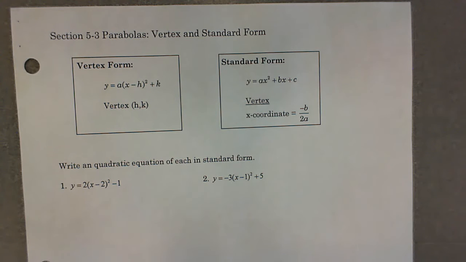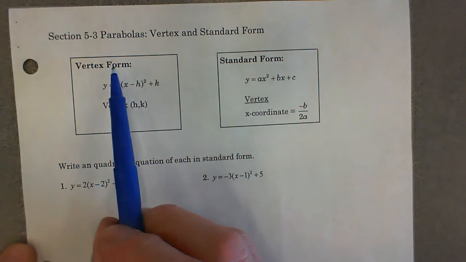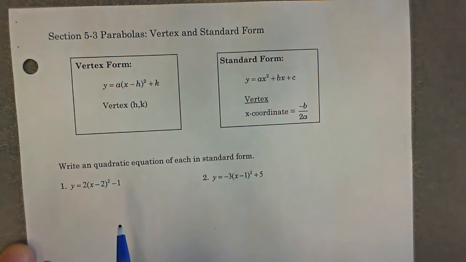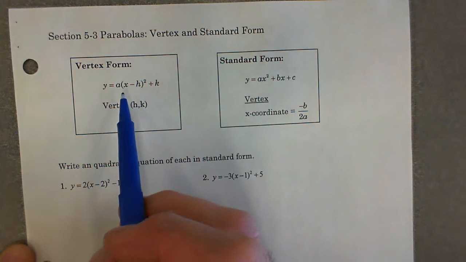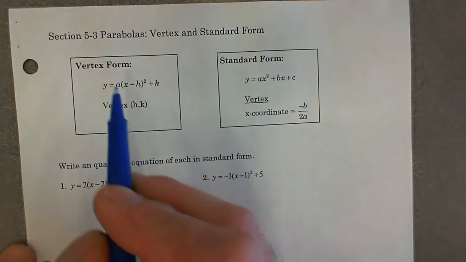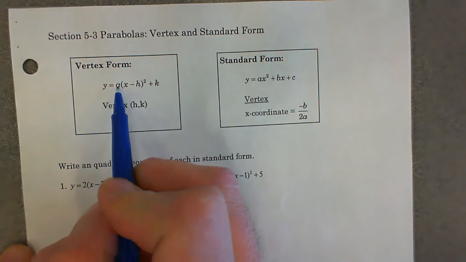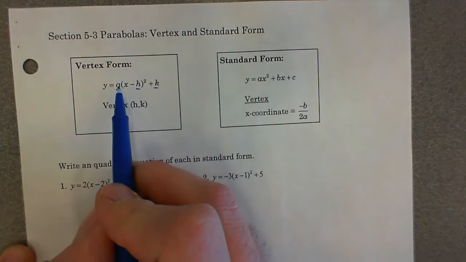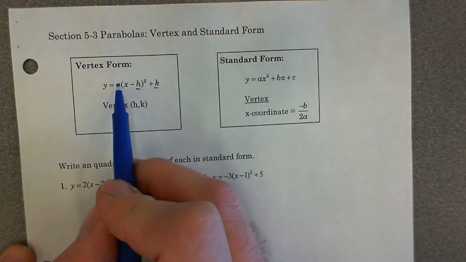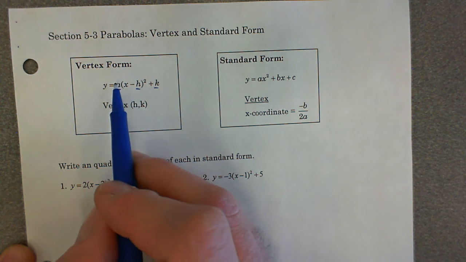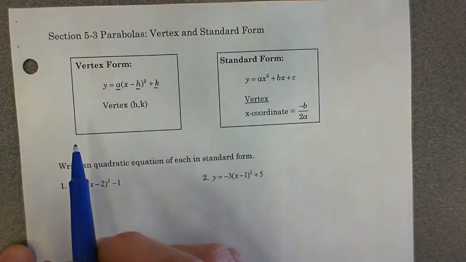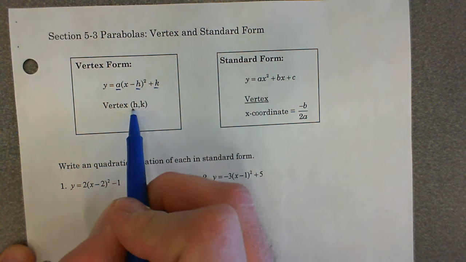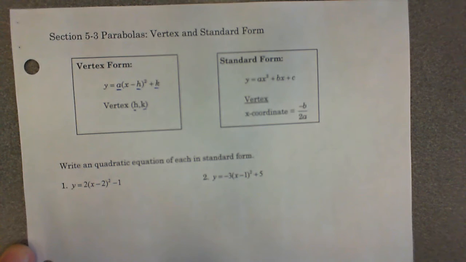Okay, on here first, we are going to look at the difference between vertex form and standard form. Vertex form, which we covered in the previous lesson, is where you have an A, H, and K value. A controls whether the parabola opens up or down, and also controls the width of the parabola. The H and the K was your vertex.